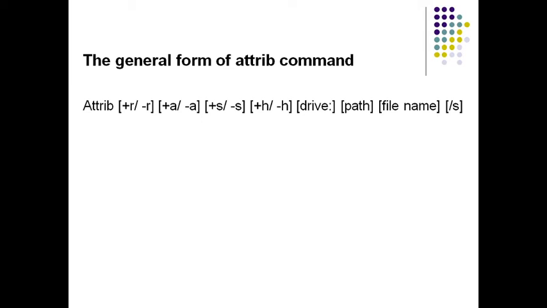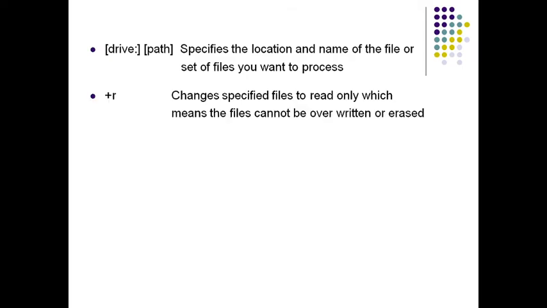So what is the syntax of the attrib command? Attrib, plus r slash minus r, plus a, minus a. So these are the options you have: plus s, minus s, plus h slash minus h, then drive, path, file name, then slashes. So this is the syntax of the attrib command.